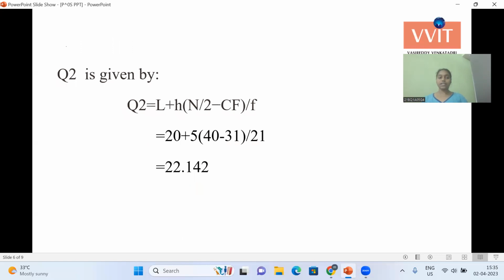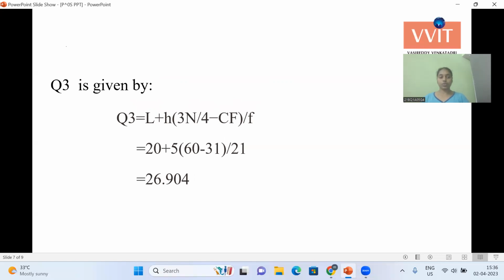Now we will calculate the median, that is Q2. Q2 is given by L plus h into N by 2 minus CF, divided by f. Small l is the lower boundary of the median class, its value is 20, plus the width of the class interval, 5, into capital N, 80, divided by 2, which equals 40. 40 minus the CF value 31, divided by small f, the frequency of the median class, that is 21. If we calculate these values, we get 22.142. So the value of Q2 is 22.142.